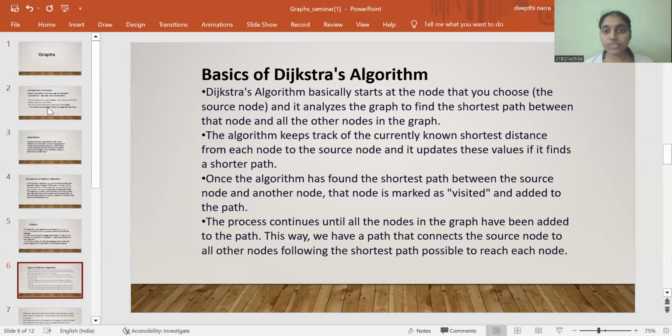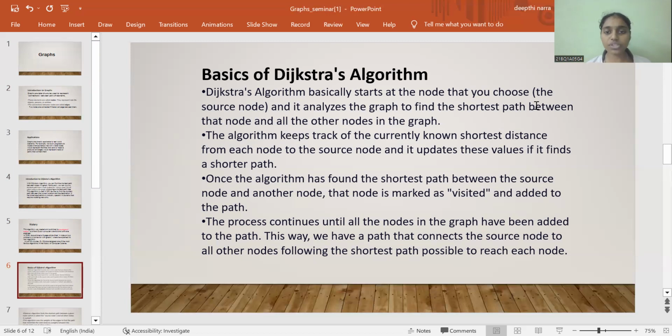What are the basics of this algorithm? It basically starts at the node that you choose. It is called a source node, and it analyzes the graph to find the shortest path between that node and all other nodes in the graph. The algorithm keeps track of the currently known shortest distance from each node to the source node, and it updates these values if it finds a shorter path.